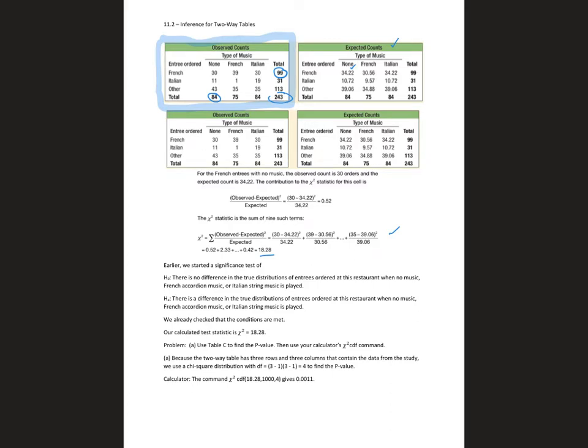If we look at this, I had a 3 by 3 matrix. So 3 minus 1 times 3 minus 1 is 2 times 2, which is 4. So the degrees of freedom here is 4. If I wanted to calculate the chi-squared statistic of 18.28 with 4 degrees of freedom, using an upper bound of 1 times 10 to the 99th, we got a p-value that is 0.0011. So that's a pretty small p-value.